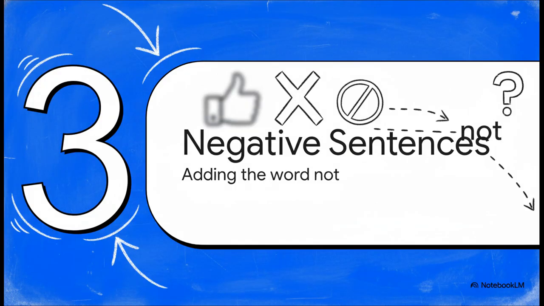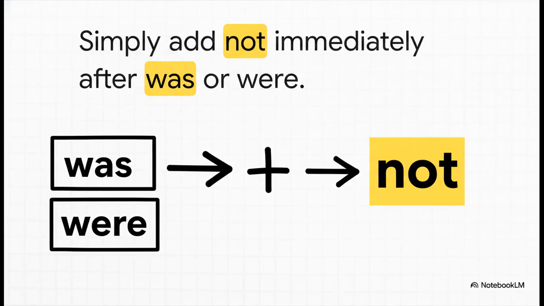Section 3, making sentences negative. So we've covered how to say what did happen, right? But what about what didn't happen? Well, it's actually incredibly straightforward. Here is your golden rule for making past tense sentences negative. You literally just drop the word not right after was or were. That's the whole shebang. One little word completely flips the meaning of your sentence.